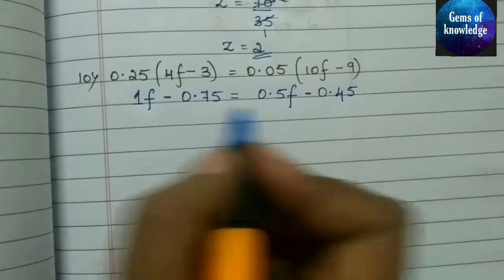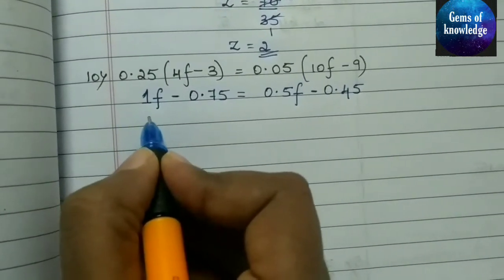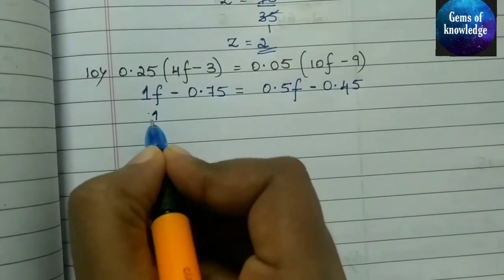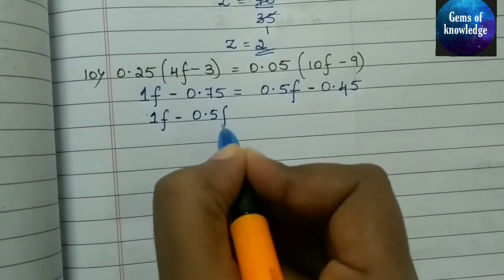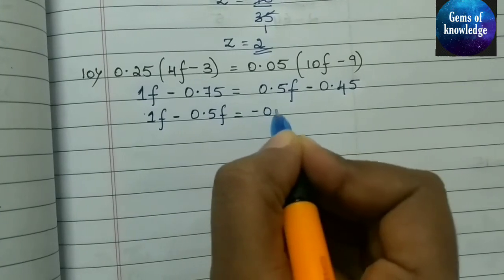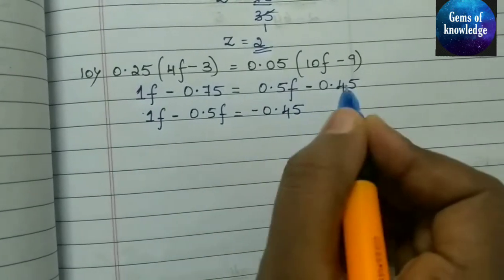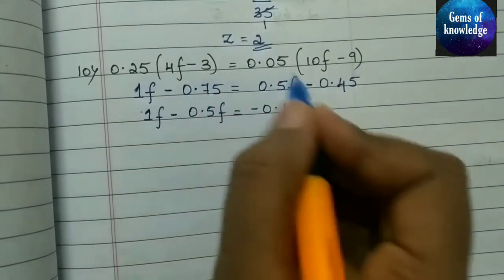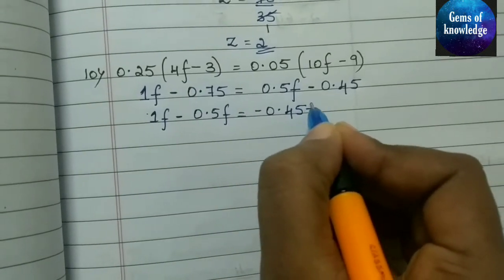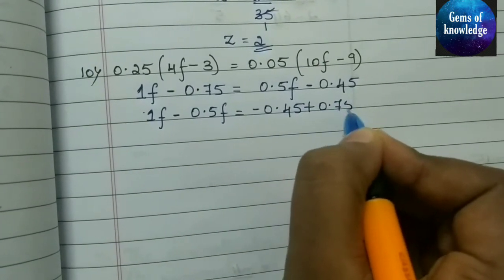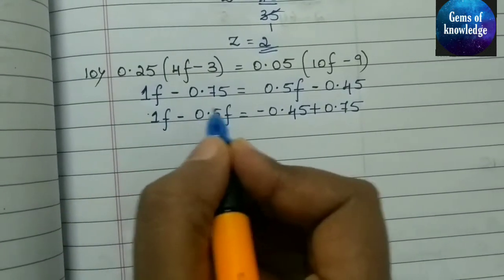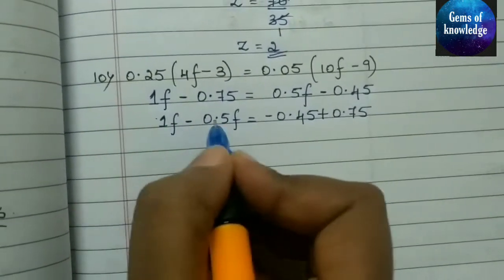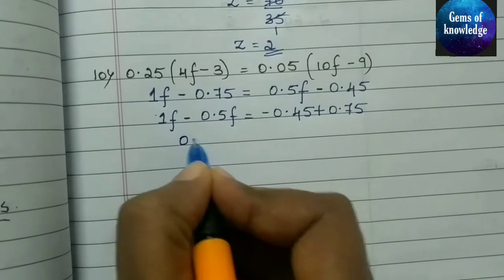0.45. Okay, so what do we have to do? We have to interchange the numbers here, that is 1f minus 0.5f, which is equal to minus 0.45, will be as it is, and we bring this to this side. It will become plus 0.75. So 1 minus 0.5 is nothing but half. 1 minus half is again half.